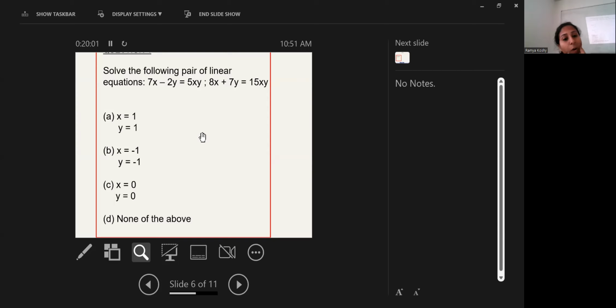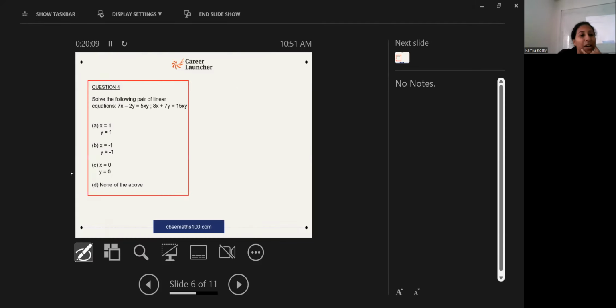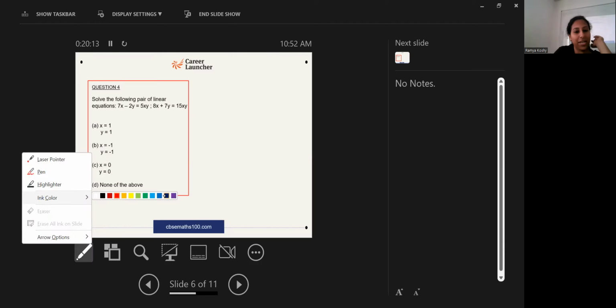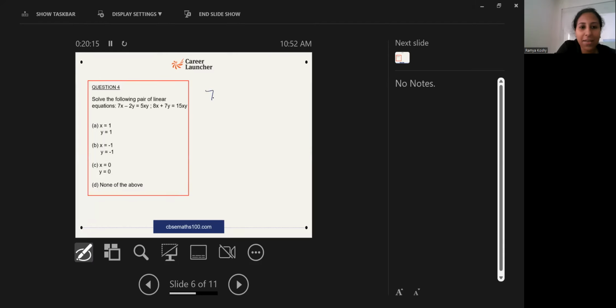Which is the correct answer here? Option A or option C? Only one of them is the correct answer, and I'll explain the reason why. When you have 7x minus 2y equals 5xy, and 8x plus 7y equals 15xy, suppose I multiply this with 7 and this with 2. You don't have to do all these steps when this comes as a 1 mark question. I'm just trying to make a point clear about why the answer is A and why it is not C.